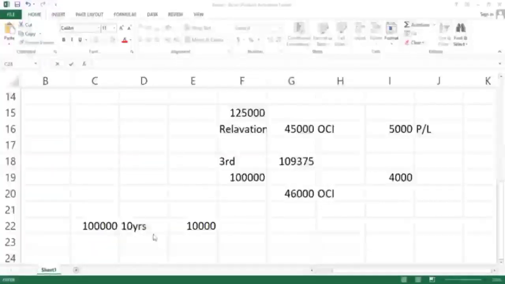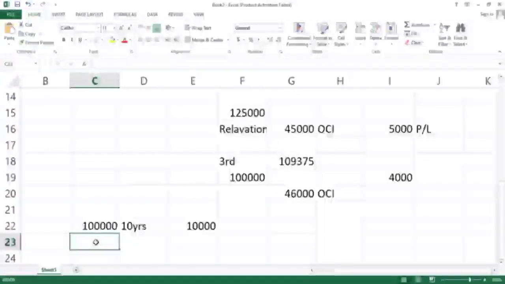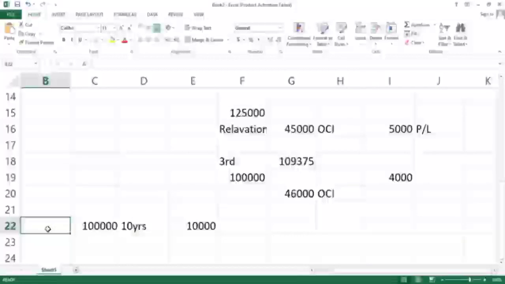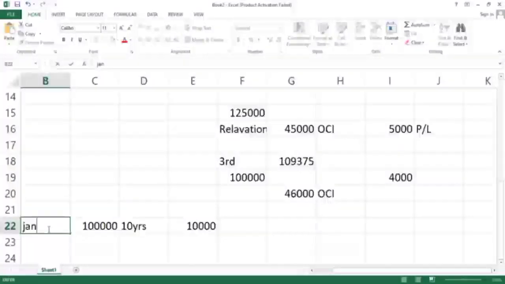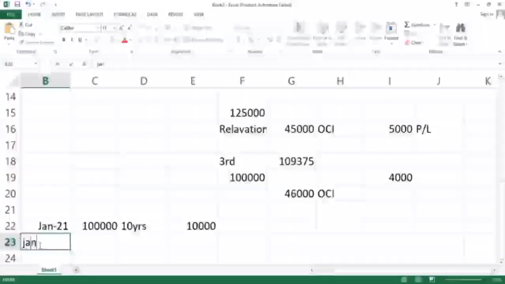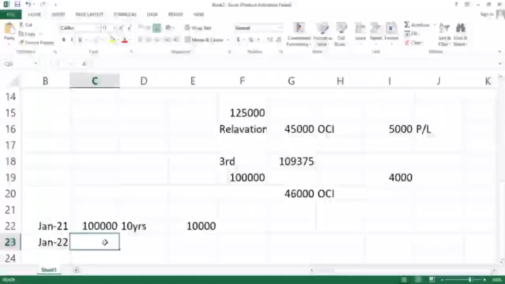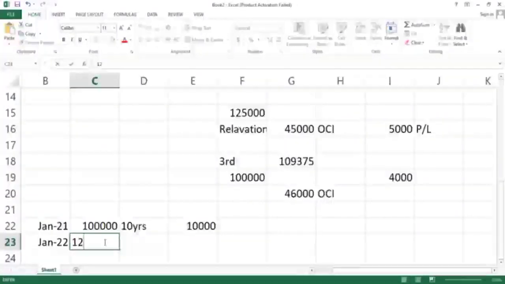Let me make it at the beginning. Let me make this at the end of the first year, the beginning of the second year. So this is January. Let me make it January 2021, and the revaluation will be January 2022. So they are now saying that the value of the asset is 125,000.